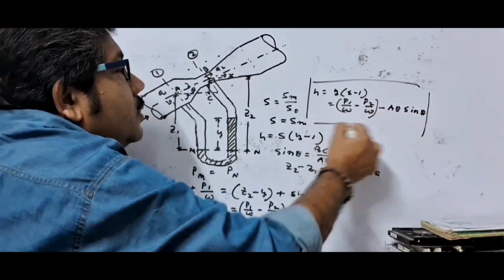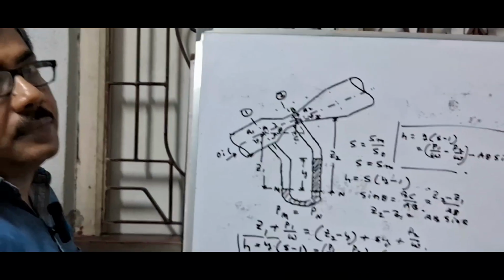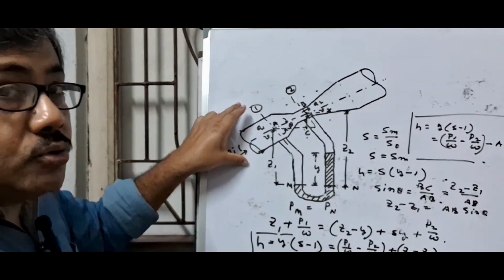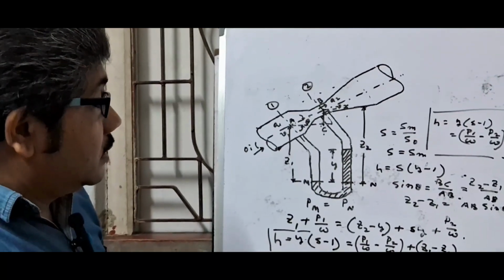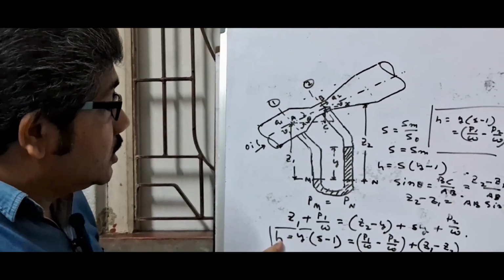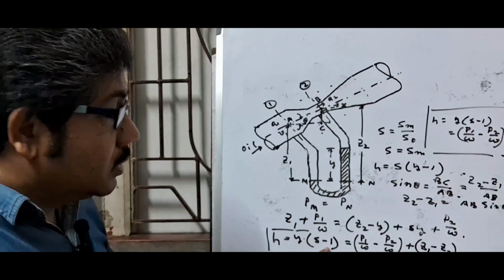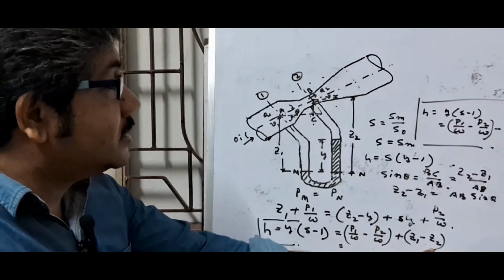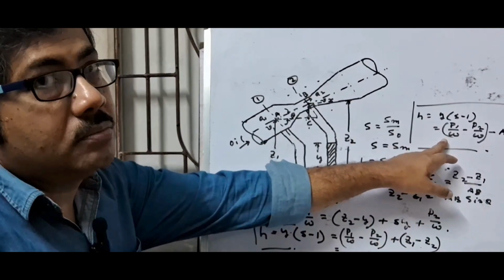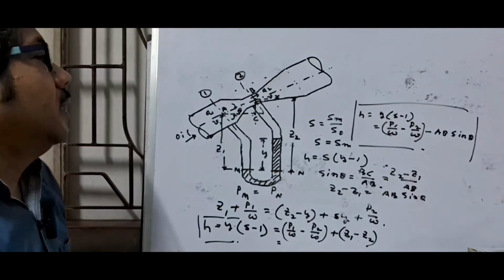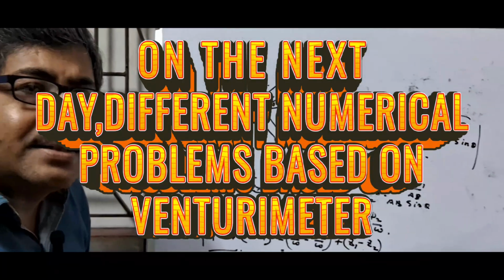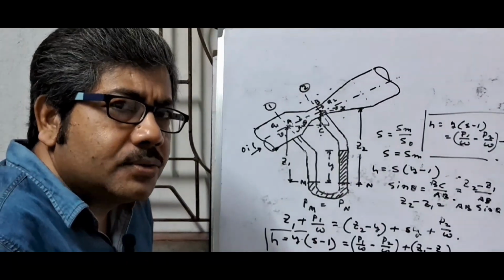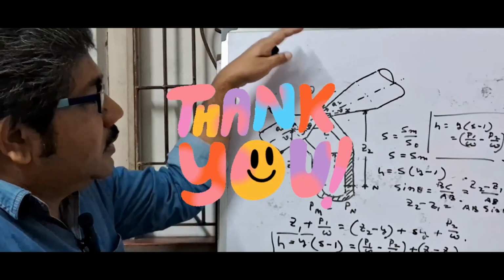It can also be written in this form. So Venturi head for inclined Venturimeter, there are two equations: H equals Y into S minus 1, that is equal to P1 by omega minus P2 by omega plus Z1 minus Z2, or in this form. And on the next day we will solve different numerical problems based on this equation.